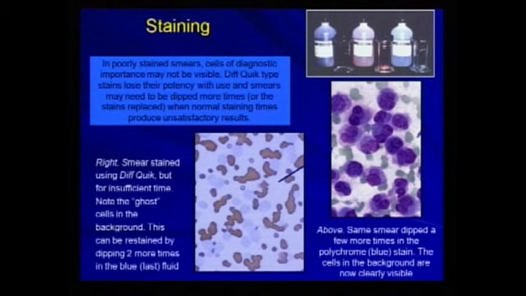So you just dip it a couple more times. If your stains are coming out too light, dip it a couple more times. Leave it in the stain for a longer time. You can always go back and decolorize it again. If it overstains, you go back and decolorize it in alcohol.